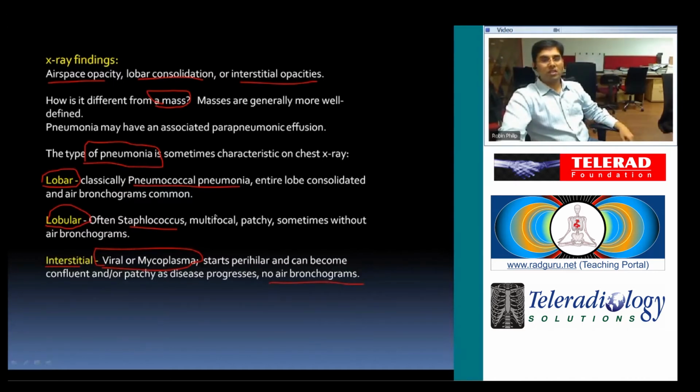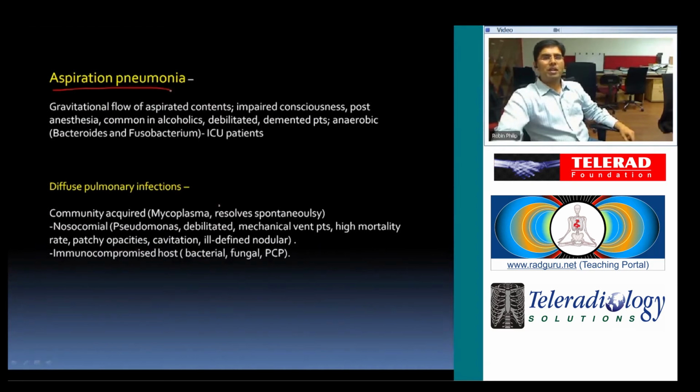And then another common entity, aspiration pneumonia. This is because of the gravitational flow of the aspirated contents or incomplete clearance of these secretions, usually in these ICU patients or, you know, post-anesthesia, alcoholics, debilitated, demented patients.